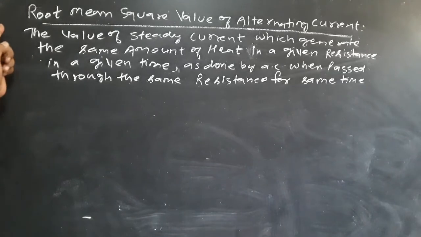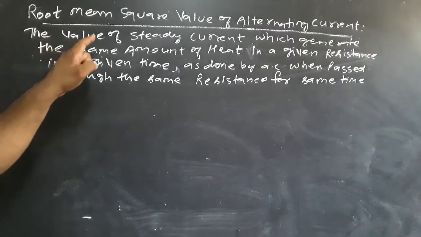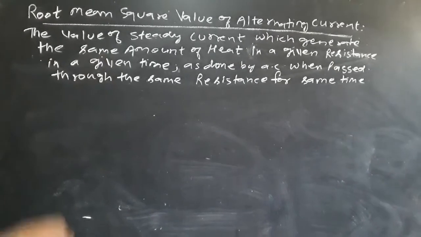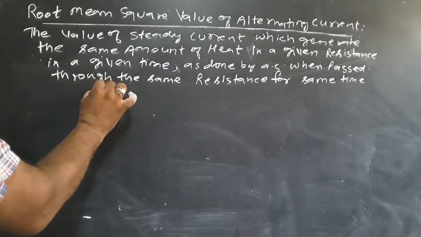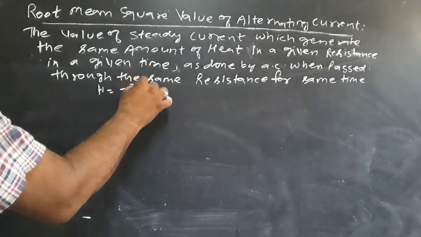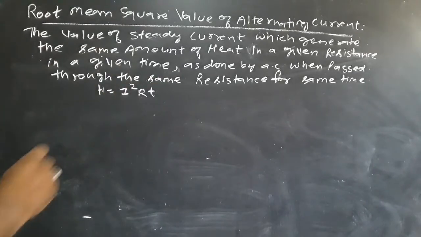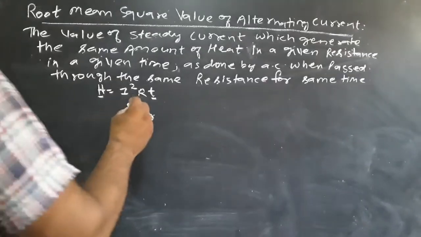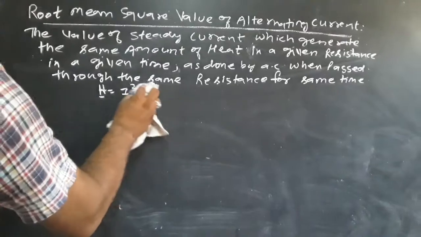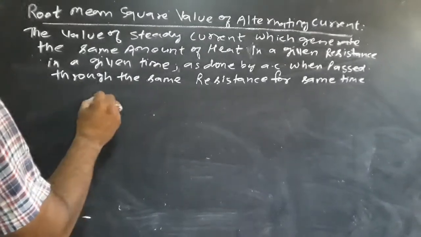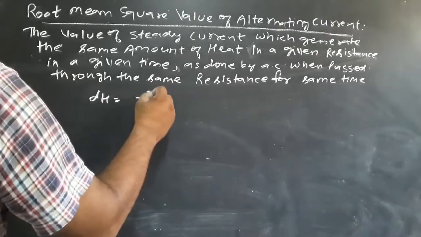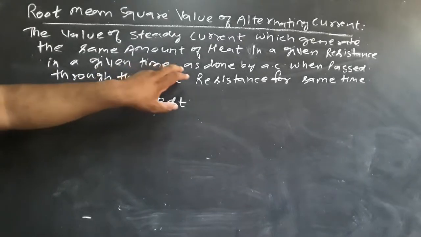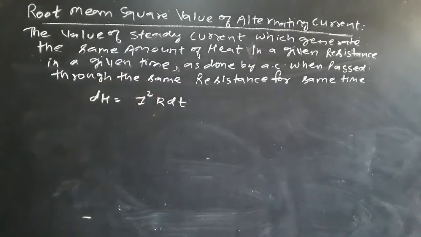Next topic is root mean square value of alternating current. The value of the steady current which generates the same amount of heat in a given resistance. Now, in unit second, we have H is equal to I square R into T. If time taken is small, heat generated will be small. Now we can write here dH is equal to I square R into dt, in a given time as done by AC when passed through the same resistance in the same time.